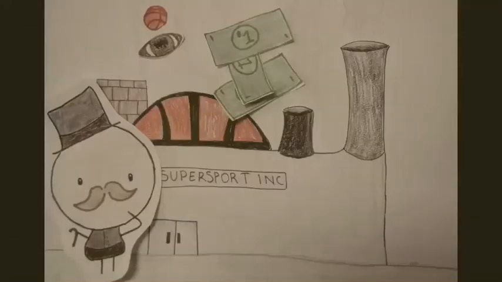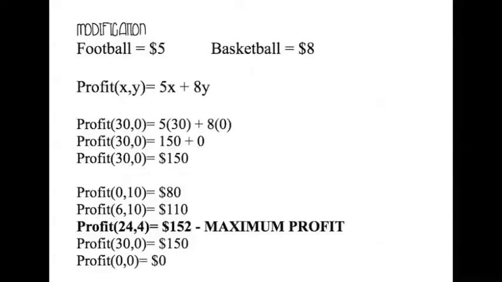That's all well and good, but what if we could change our maximum profit by changing the profit of each football and each basketball? In this case, we've changed the profit of a football to $5 and the profit of a basketball to $8. This changes our objective function to profit of (x, y) equals 5x plus 8y. This optimizes the separate corner point (24, 4) with a maximum profit of $152. The other corner points are as follows: (0, 10) equals $80, (6, 10) equals $110, (30, 0) equals $150, and (0, 0) is still equal to $0.